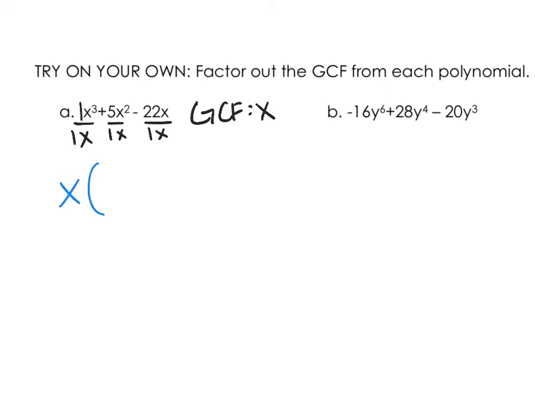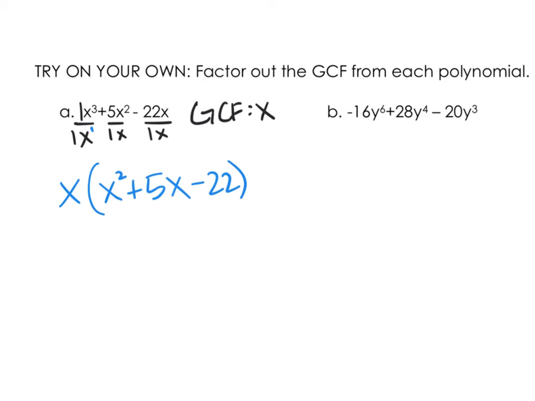An x to the third divided by an x to the first is going to leave me with x squared. A 5x squared divided by an x is going to be x, or a 5x. And a negative 22x divided by 1x, those x's are going to cancel, just leaving me with negative 22. All right, in the last example, we need to figure out what we can divide out first.